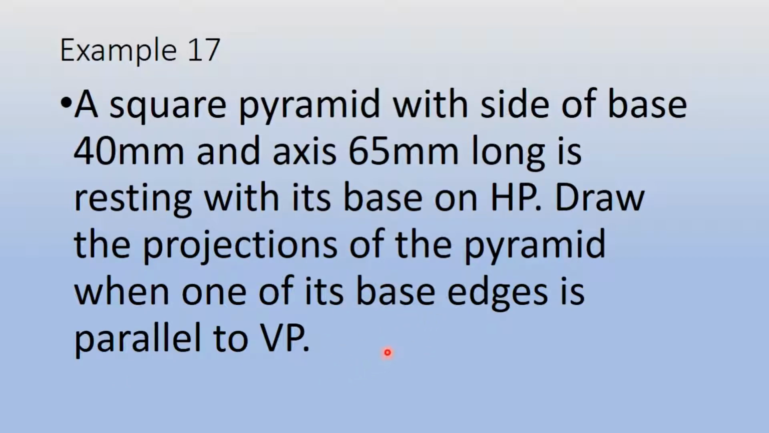So when you place this square pyramid in the first quadrant on the horizontal plane, you should make sure that it should appear as a square but not a rhombus, because the base edge is parallel to VP. So we will see now how to imagine this first.